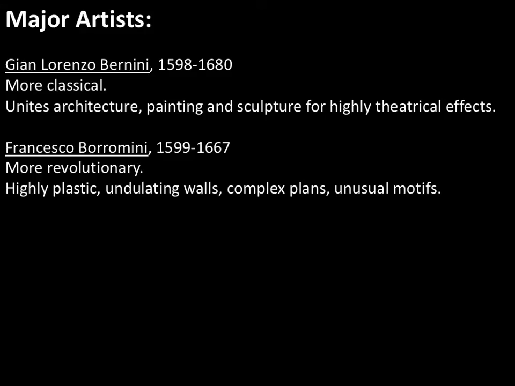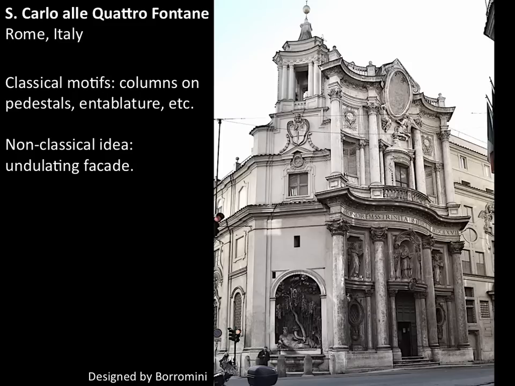And it was his highly plastic, undulating walls with these complex plans that really pushed the boundaries of what is Baroque. Let me show you what I'm talking about. So this is a Borromini building. This is San Carlo alle Quattro Fontane in Rome. And the Quattro Fontane is literally a crossroads.